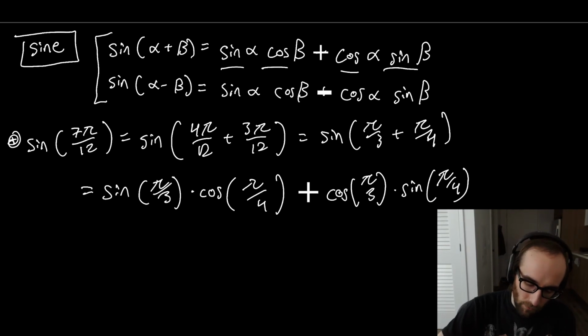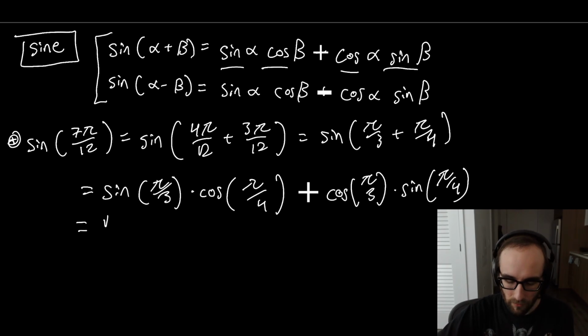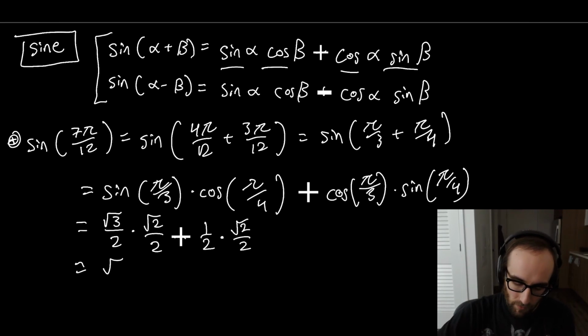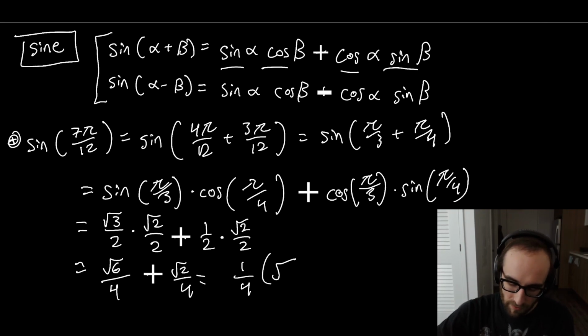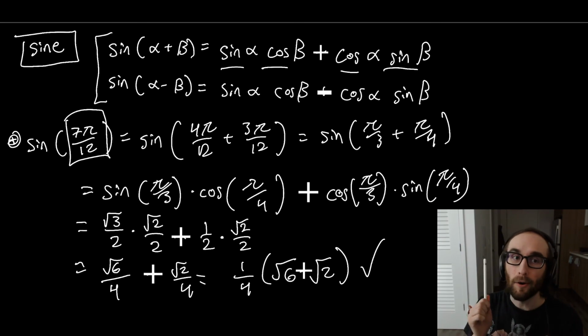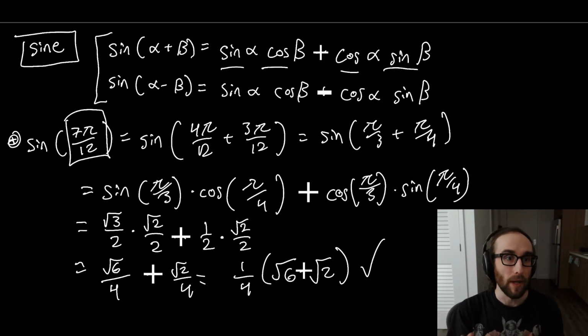Okay. And then we can replace the values that we know from the unit circle. So sine of pi over 3 is going to be root 3 over 2. Cosine of pi over 4 is root 2 over 2. And we add cosine of pi over 3, which is going to be 1/2, times sine of pi over 4, which is root 2 over 2. So finally, root 6 over 4 plus root 2 over 4. So just 1/4 times root 6 plus root 2 would be our answer in this case. So splitting it up into two angles we know, and then using our sine sum and difference formulas, which are different from cosine, to find a value for the original unknown angle, 7 pi over 12.